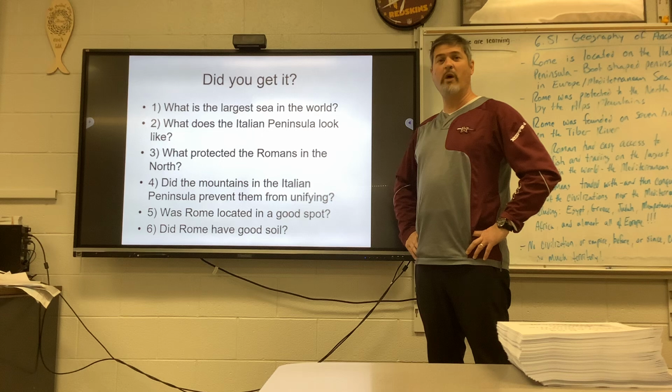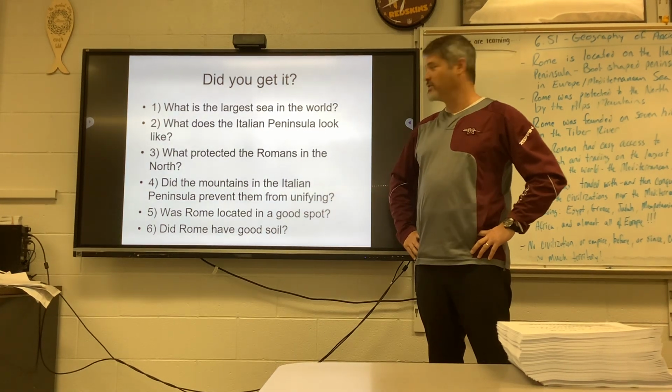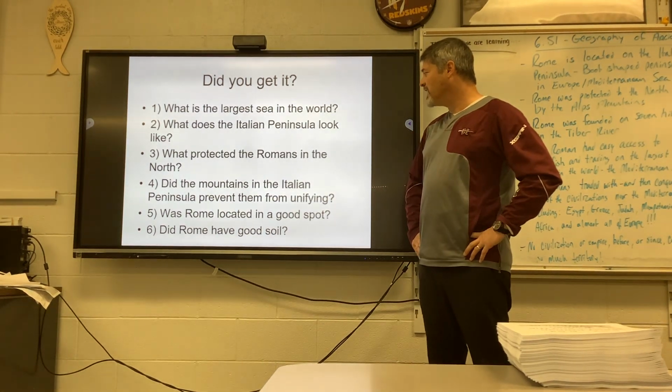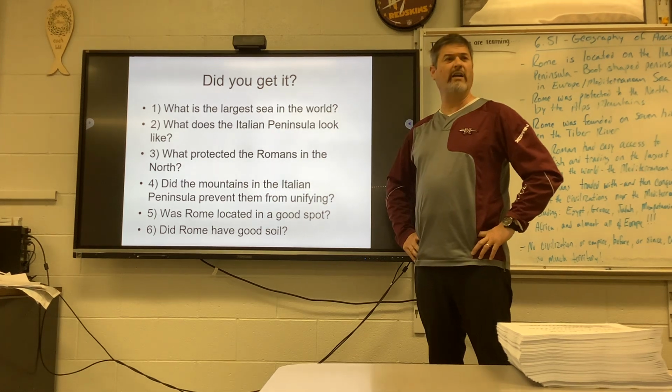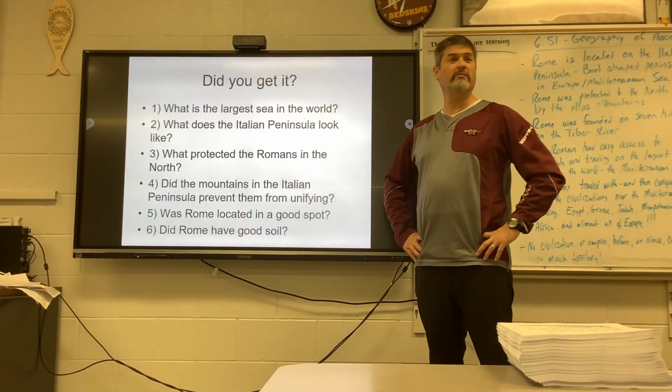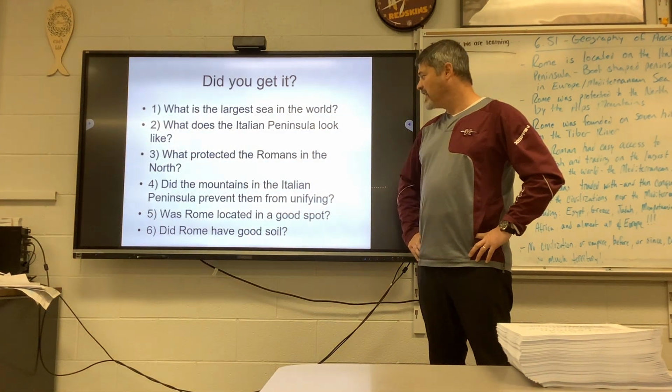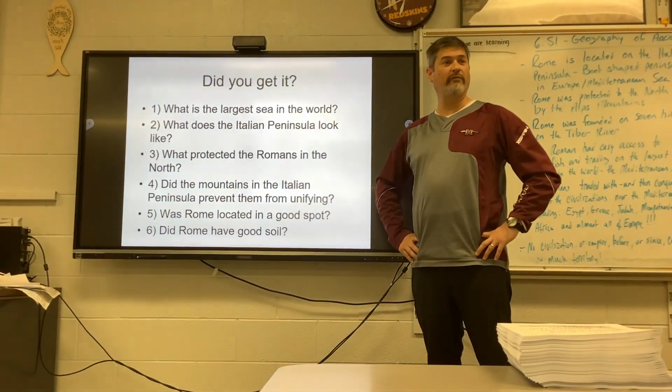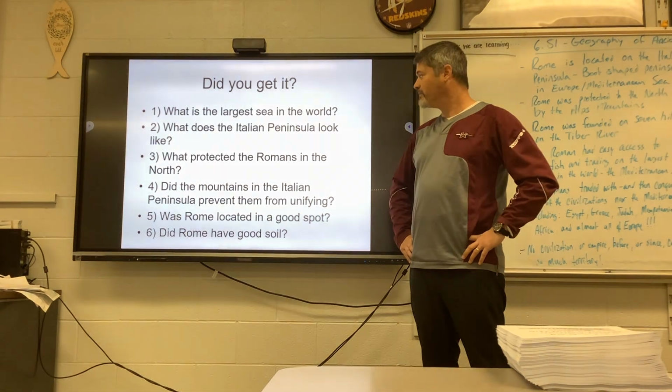What protected the Romans in the north? Mountains, good. Did the mountains in the Italian peninsula prevent them from unifying? No. And was Rome located in a good spot? Absolutely. Did Rome have good soil for growing food? Yeah, they sure did. All right, good.